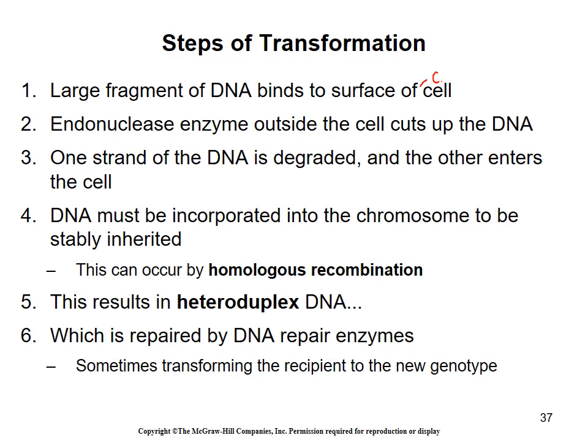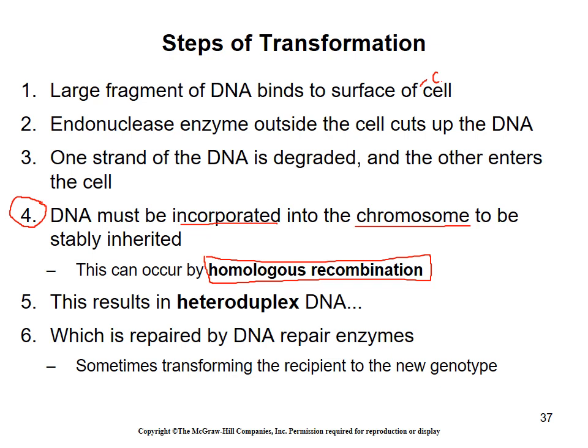So what we see happening in step number 4 is that the DNA from the outside needs to be incorporated into the chromosome of the competent cells. And in order to do that, we need to have homologous recombination. And homologous recombination basically means that we're going to look to have similar DNA strands lined up between the extracellular DNA that's incorporated and the host bacterial DNA. So we want to have somewhat of a similar DNA sequence that will line up.